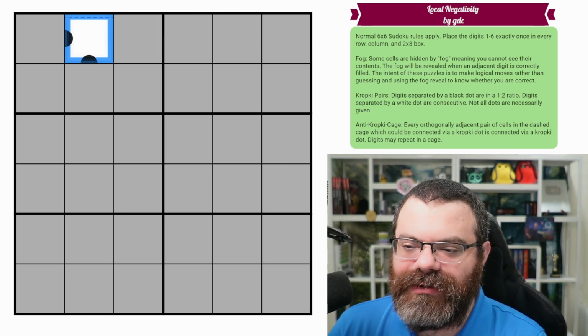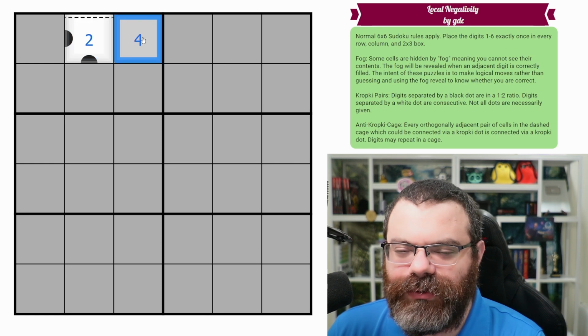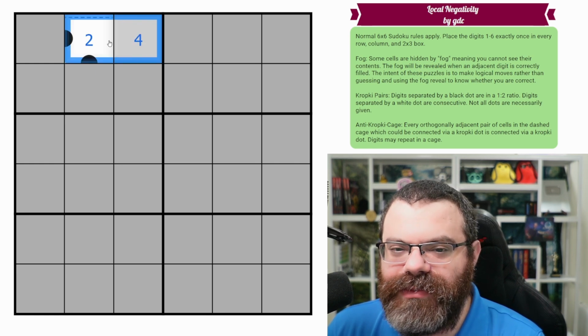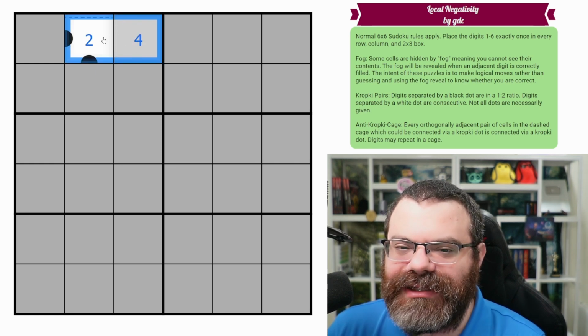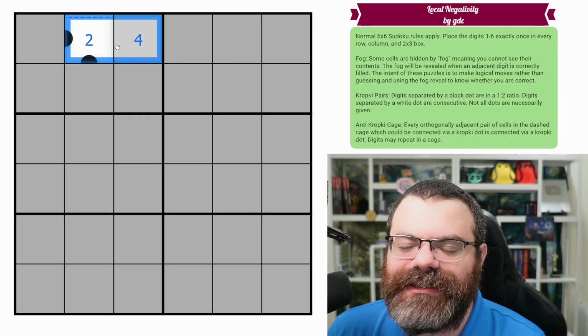So, for example, if this were 2 and 4, there can be a black dot between them, so there should have been. Which means that this isn't going to happen because we know there's no black dot here.